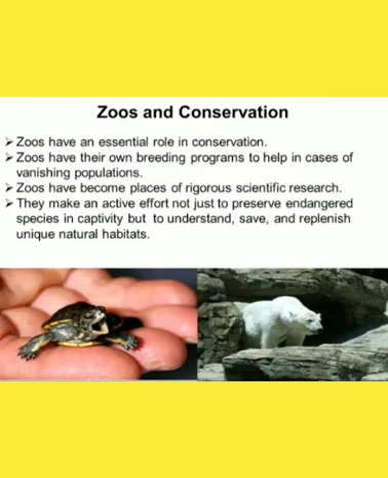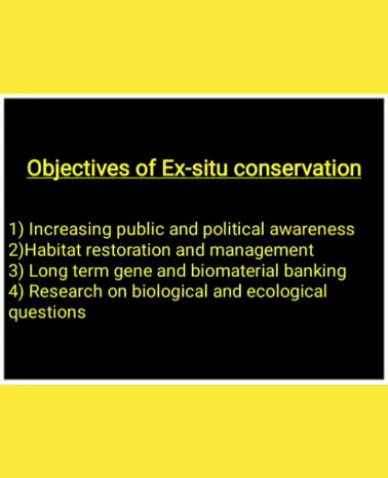Zoos play a major role in conservation. Zoos have their own breeding program to help in cases of vanishing population. Zoo is now becoming a place of rigorous scientific research. And they also make an effort not just to preserve endangered species in captivity, but to understand, save, and replenish unique natural habitats. Its objective is to increase public and political awareness, long term gene and biomaterial banking, and to help in research on biological and ecological questions.